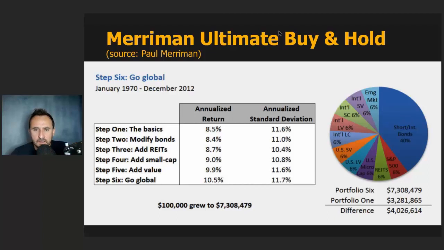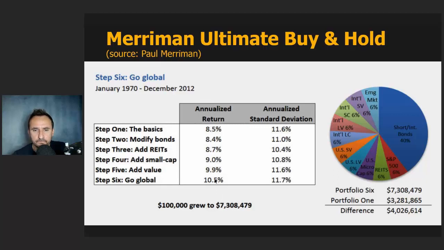And you could say that the annualized return of 8.5 versus 10.5 is not a big deal, because in the first step we have 8.5, and in the last step, after all these modifications to the portfolio, having the same amount of stocks and the same amount of bonds, we are having better returns. And you could say that it's not a big deal.